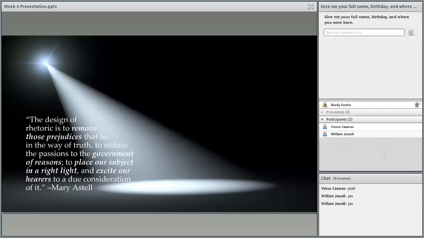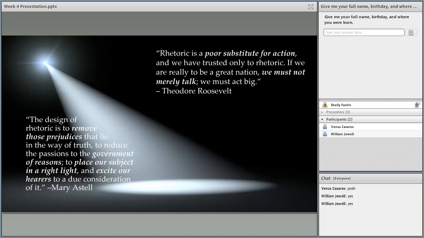Mary Estelle said the design of rhetoric is to remove those prejudices that lie in the way of truth, to reduce the passions to the government of reasons, to place our subject in a right light, and excite our hearers to a due consideration of it. So that's one way. And then Theodore Roosevelt, who we've read about during this course so far, said that rhetoric is a poor substitute for action, and we have trusted only to rhetoric. If we are really to be a great nation, we must not merely talk, we must act big. So he's saying, don't just use words, follow it up with some action.